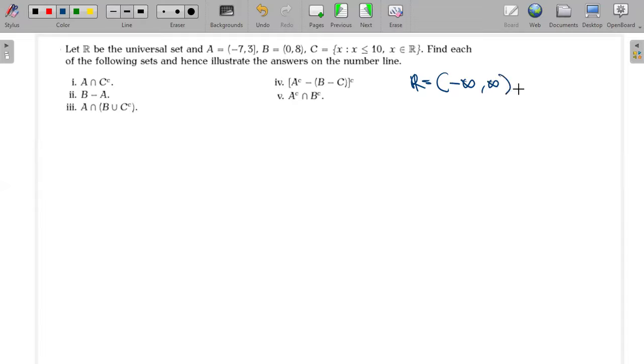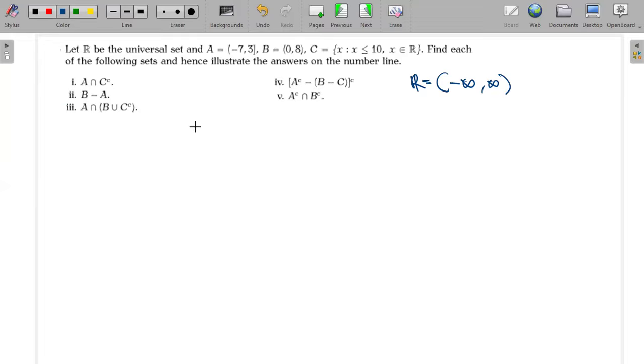So when it comes to the infinity symbol, you do not put closed brackets, because infinity is not a fixed point. Numbers continue to go, they continue to increase. We don't know what number infinity is, so we cannot put a closed bracket there. So we always put open brackets when it comes to the infinity symbol. Okay, so now that is our universal set.